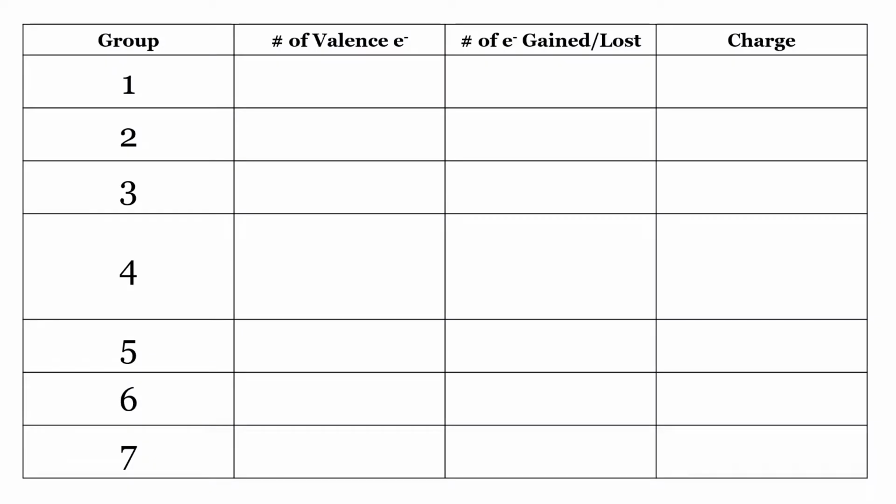Let's go ahead and complete this table. So first, let's list the number of valence electrons in each group. Group number 1, there are 1. Group 2, there are 2. Group 3 has 3, and so on.